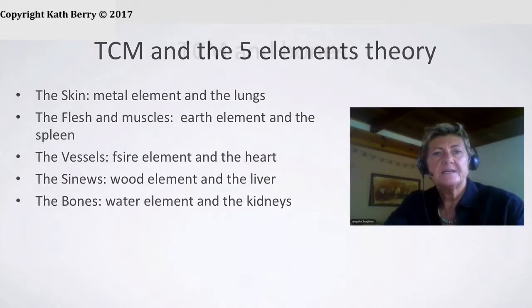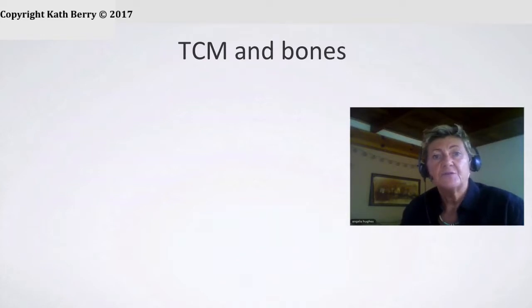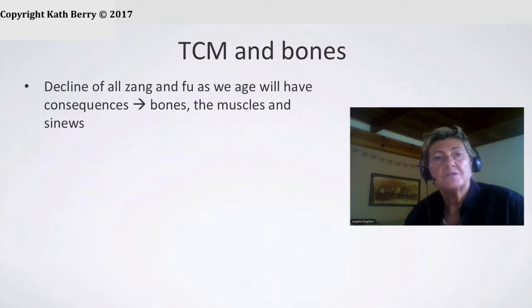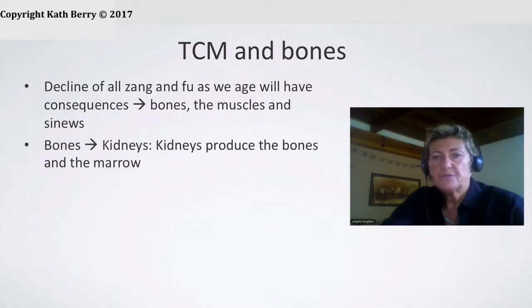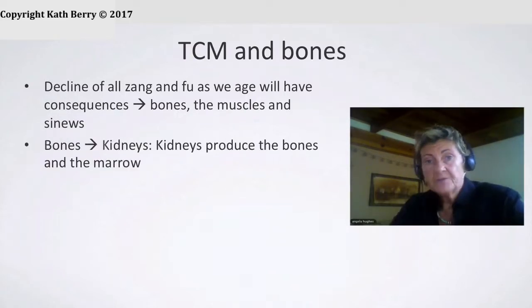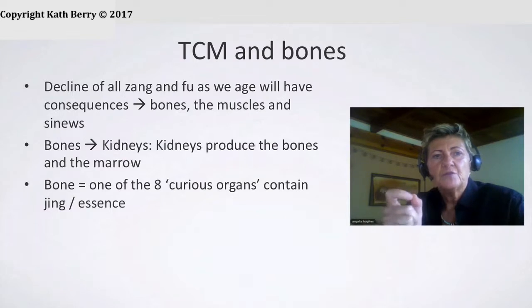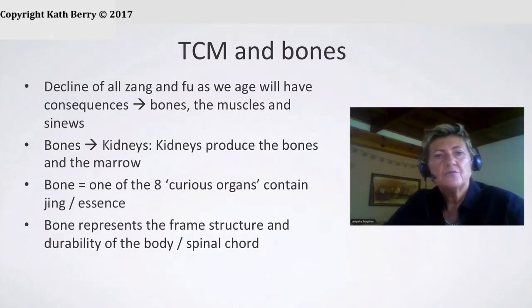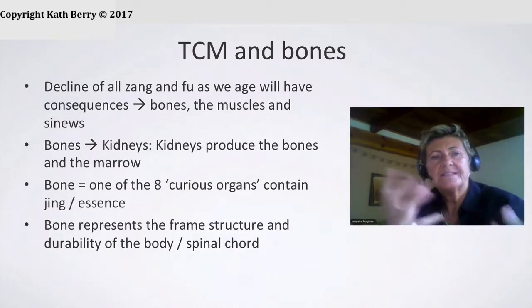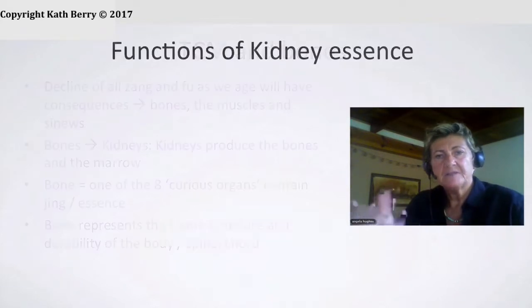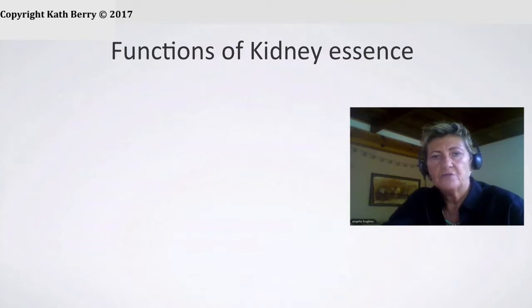As we age, the decline of all the Zang and Fu is going to have consequences to all the mentioned tissues of the body. But for today's purposes, I want to be mainly focusing on the bones, the muscles, and the sinews. So let's get back to a few basics about TCM. The bones belong to the kidneys, in that it's the kidneys that produce the marrow, and bone is one of the curious organs. It contains the jing, or the kidney essence. The bone in Chinese medicine represents the frame, the structure, and soul. It's like the durability of the body. And in TCM specifically, it includes the spinal cord and all of the joints.